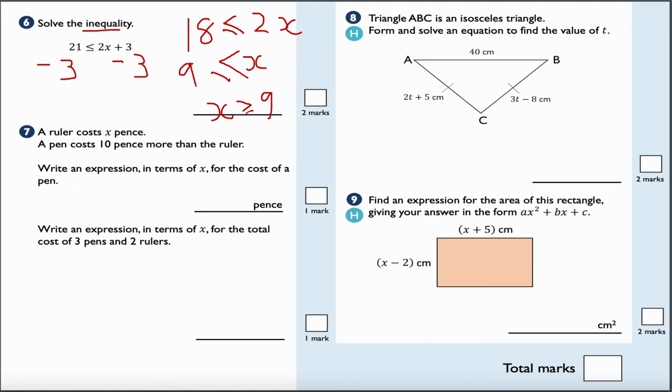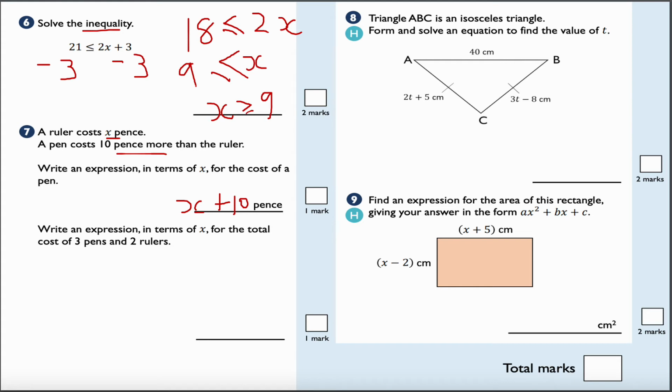Okay, this is question number 7, guys. A ruler costs x pence. A pen costs 10 pence more than a ruler. Write an expression in terms of x for the cost of a pen. Well, the cost of a pen will be x plus 10, or 10 plus x. Either way is correct. Okay, x plus 10.